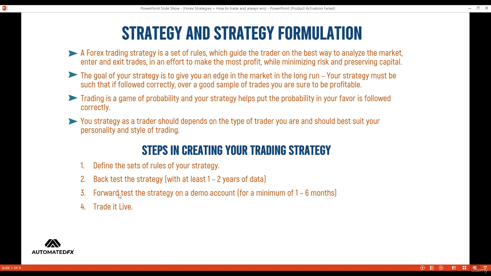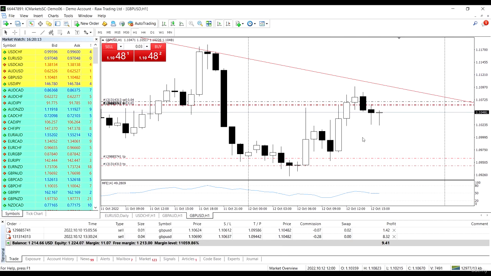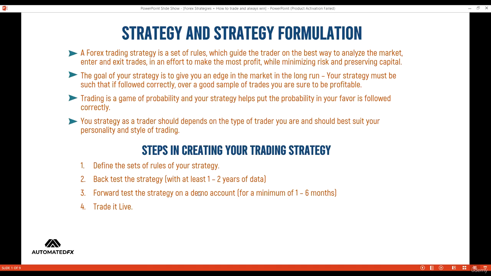Now the third way is to forward test the strategy on a demo account. So just backtesting it is not enough. It's not enough. You have to forward test it. It means you have to trade it on a demo account, on a paper account, right? All of us have access to a demo account. This is an example of a demo account, right? So you can just trade your strategy on a demo account to see how it performs. So the minimum for that is 1 to 6 months.